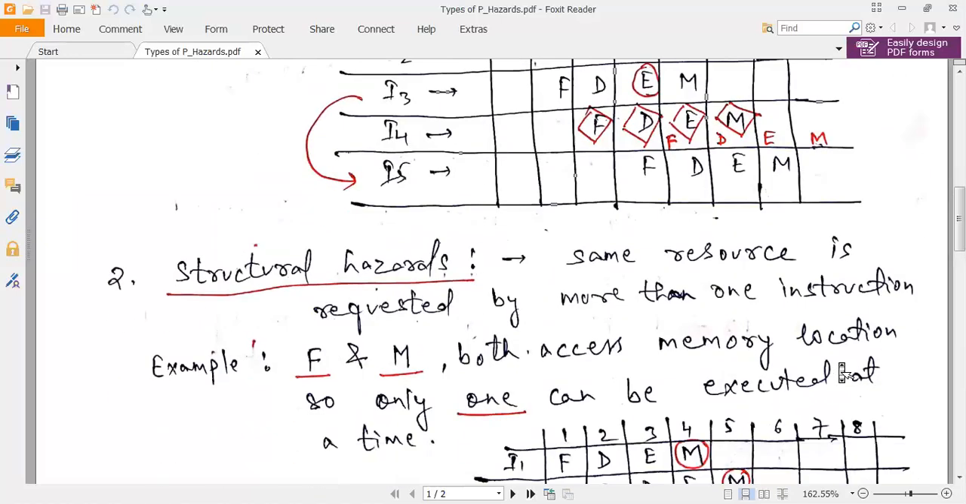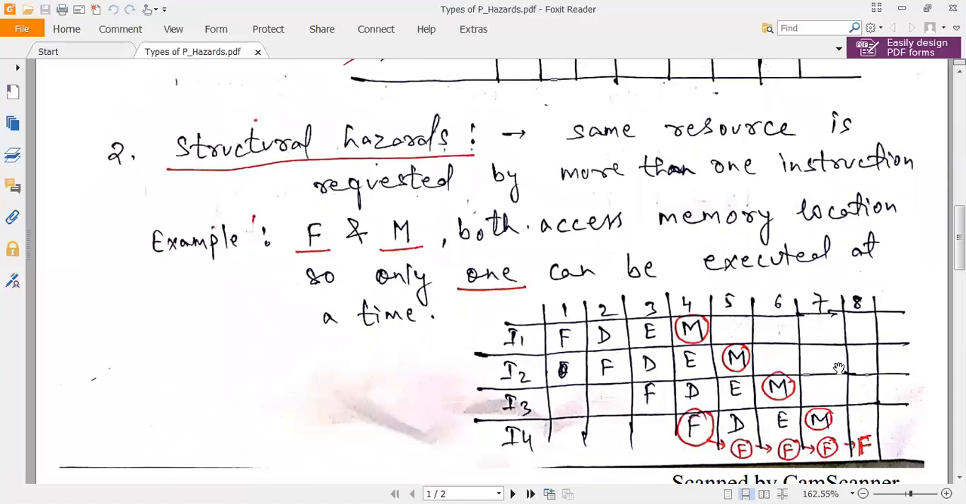Now coming to the second, structural hazard. This is what I told earlier. This is also known as resource hazard. That means the same resource is requested by more than one instruction. Take a practical example. Let's say 2 students from your batch have arrived at my place for some query. I can solve your queries one by one. I cannot solve them at the same time. The same thing happens here. Resource hazard: the same resource is requested by more than one instruction.